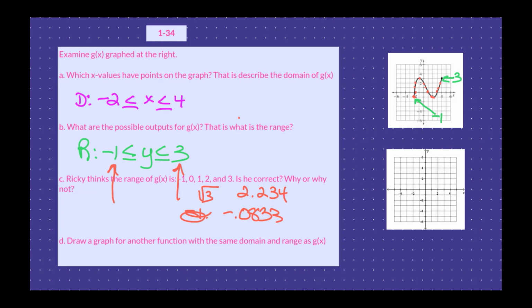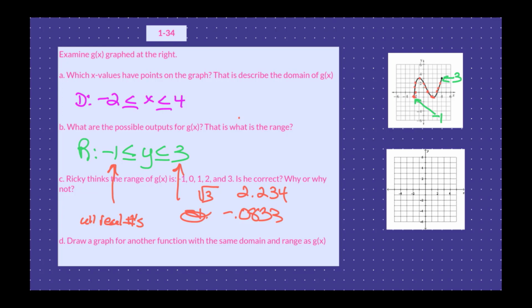He's missing all of the fractions and all the irrational numbers. So all rational and irrational numbers in between -1 and 3 if he's just going to list integers. So integers is not the answer for this. It's all real numbers between -1 and 3. All real numbers. Okay.